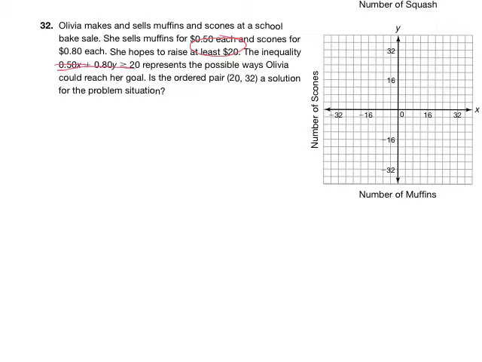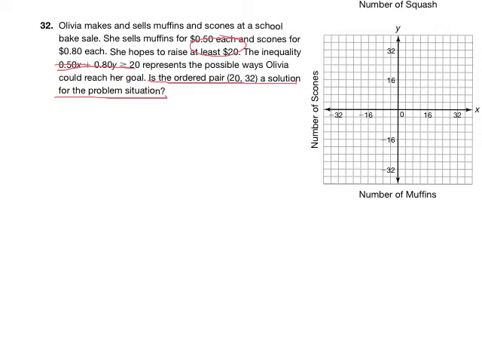So what is the question? What are they asking for? They're asking, can she reach her goal? Okay. Well, read the question right here. Is the ordered pair 20, 32 a solution for the problem situation? Okay. So this is kind of Mathanese. Nobody speaks this way, right? Is the ordered pair 20, 32 a solution? Well, what is she really asking? What is the real question here?